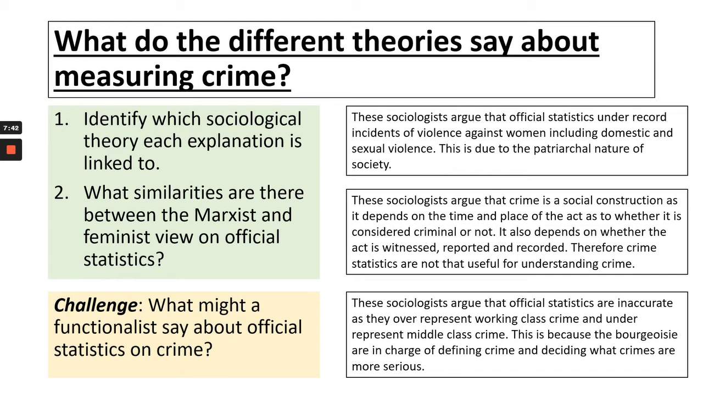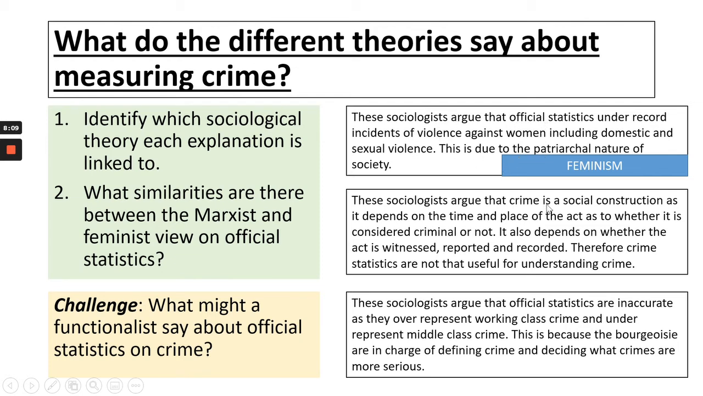So hopefully you've unpaused the video now. Let's go through the answers. So the first one, these sociologists argue official statistics under-record incidents of violence against women, including domestic and sexual violence. This is due to the patriarchal nature of society. Hopefully just that word patriarchy or patriarchal meant that you realised it was feminism. So make sure that you write this down, please, in your book so that you've got what each theory says about measuring crime.